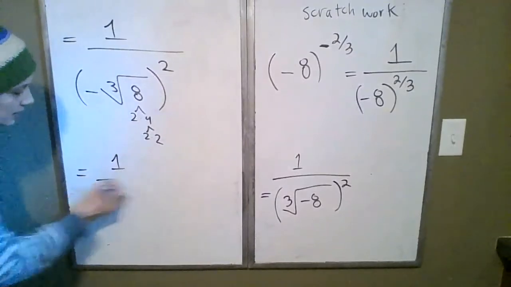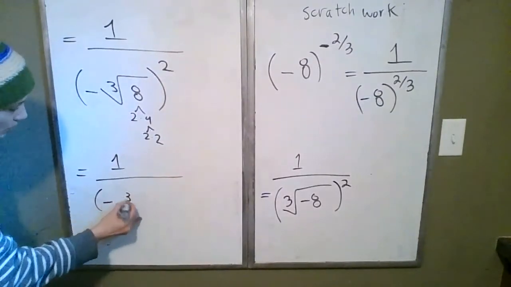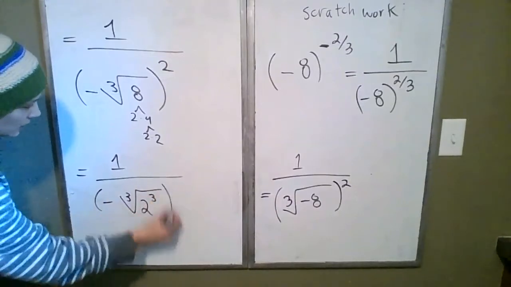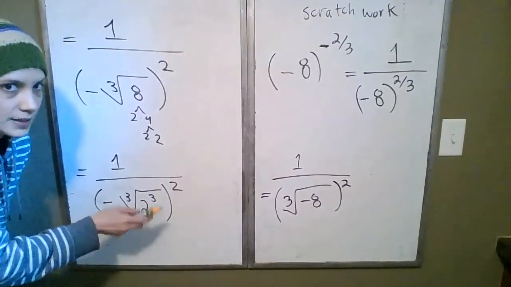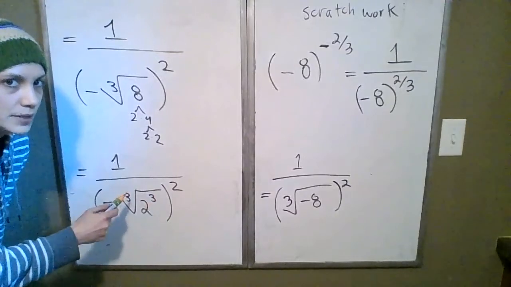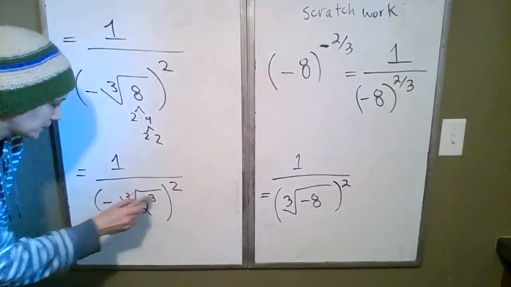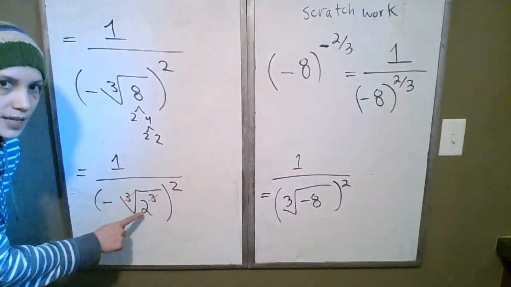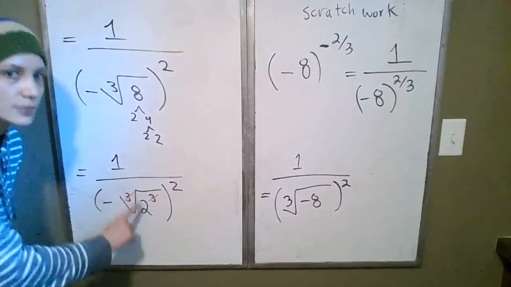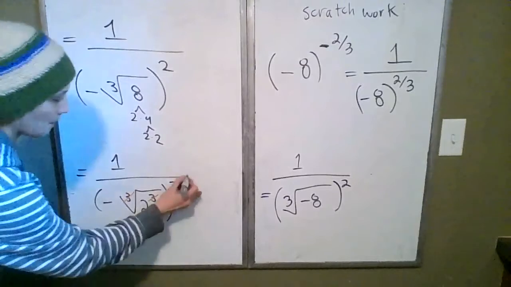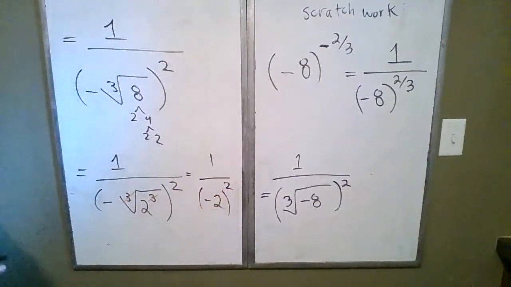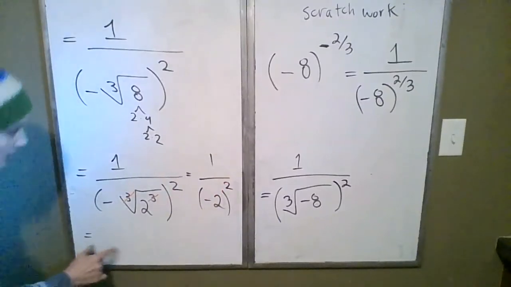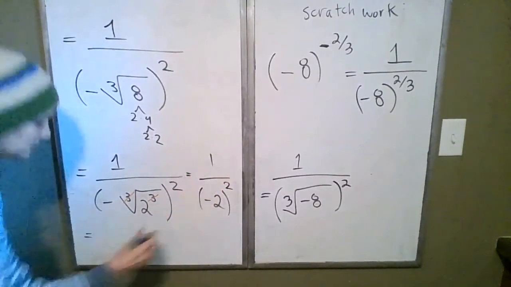We've got the 1 over a negative cube root of 2 cubed, and then we're going to square it. You can think of it like that power and root undo each other. This 2 was left, and the negative sign applies to it. So it's a negative 2, and then squared. One over positive 4.